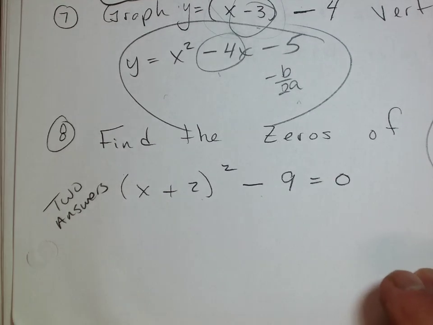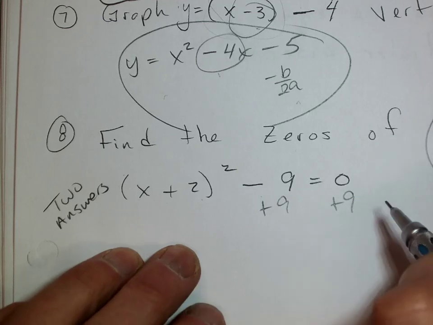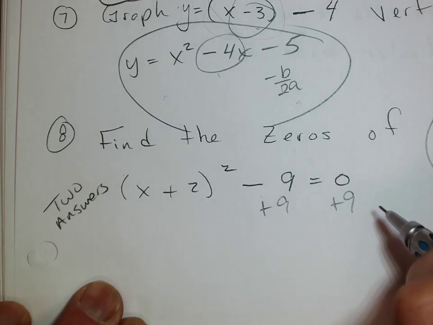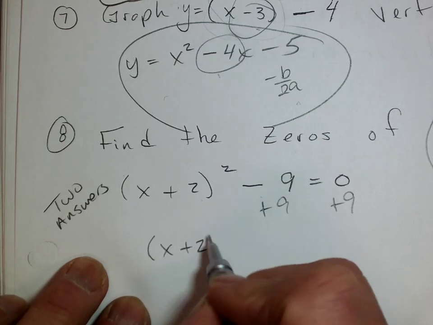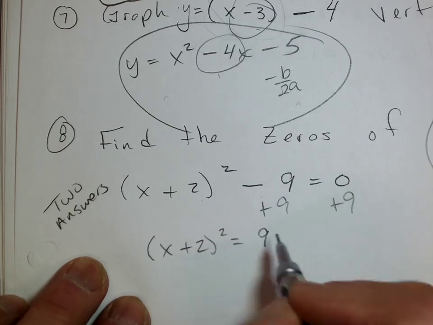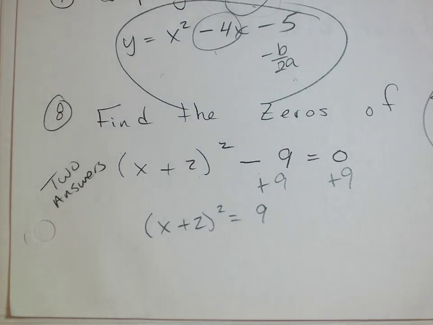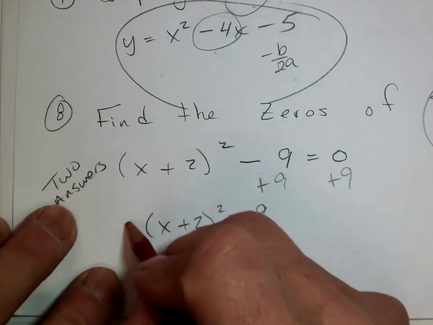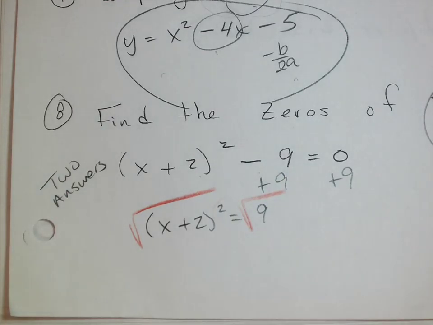So let's solve. Well, the first thing I'm going to do is just go plus 9, plus 9, plus 9. So I'll have (x plus 2) squared equals 9. Okay? To get rid of the square, we're going to square root. But like Zoe said, we have to have 2 answers. So I'm going to be a little bit careful. To get rid of the square, I'm going to square root. Now the square root of 9 is 3, but it's also negative 3. So we're going to go plus or minus 3.